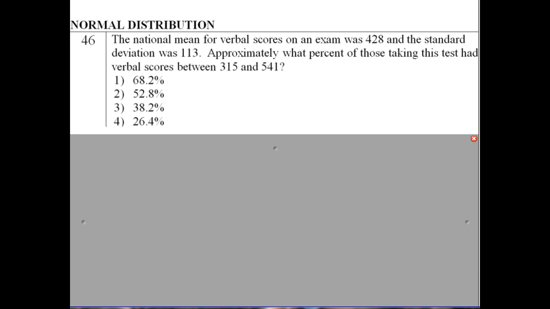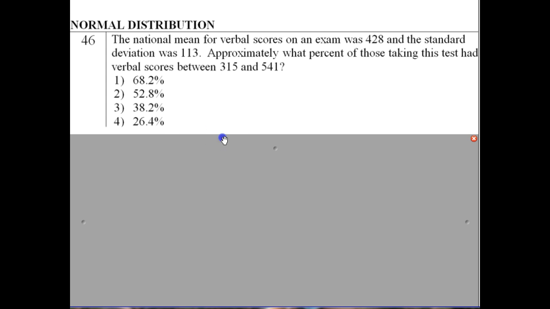This problem involves the normal distribution. As you read through the question, it never mentions explicitly normally distributed. However, because it's a national exam, we can make the assumption that there's going to be a normal distribution here. There's enough data, and the data are going to be distributed according to the probabilities in the bell curve.